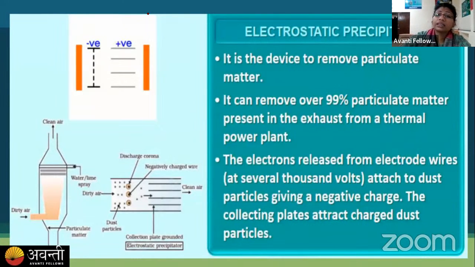Next, we have the electrostatic precipitators. These electrostatic precipitators are used in thermal power plants, and they are used to remove the particulate matter. These electrostatic precipitators are very successful because they are able to remove 99% of particulate matter. Let's see how they work.